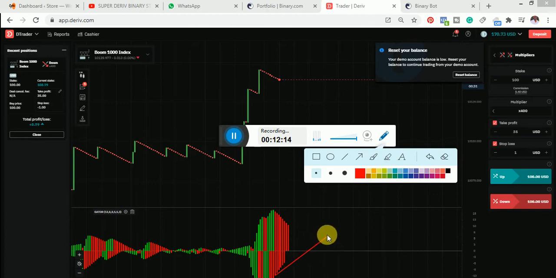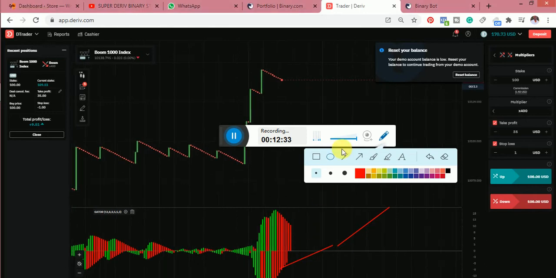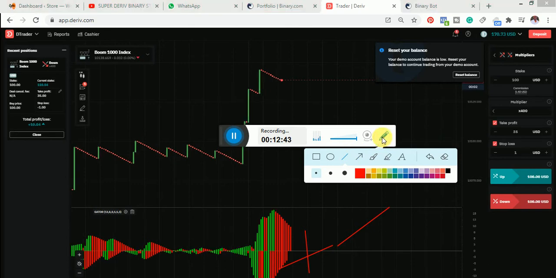Okay, I think I have to draw another one. Let me draw another one like this, like this, like this. Let me assume it forms like this. So you're probably going to stop your trade somewhere here, somewhere there. All right, so let me close this out.